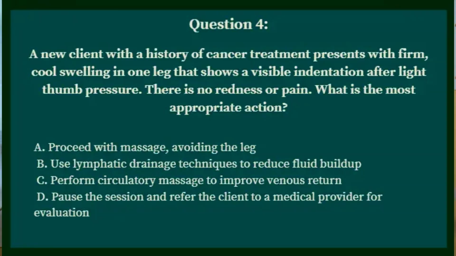And both of those are okay, I think. C, perform circulatory massage to improve venous return. I don't like that because venous return is important, but we're going to be putting too much pressure on those interstitial spaces, which could cause further cellular damage. Or D, pause the session, refer the client to a medical provider for evaluation. All 3 of those sound good. Client with a history of cancer treatment presents with all those things.